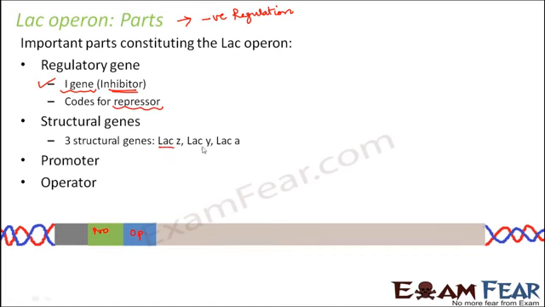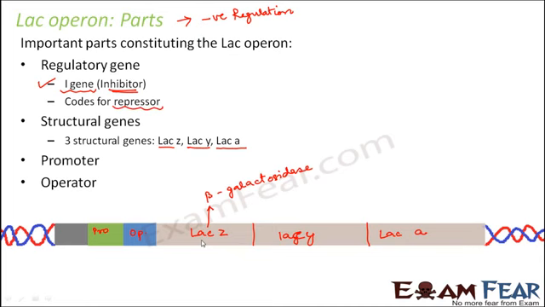Now there are three structural genes which are present, that is LAC-Z, LAC-Y and LAC-A. So this region is the structural genes, and here we have three genes, that is LAC-Z, LAC-Y and LAC-A. So these are the three genes. Now what is the purpose of each of these genes? Let us quickly see. So LAC-Z is that gene which codes for the beta galactosidase. Beta galactosidase is the enzyme. Now enzymes are nothing but proteins. So this is the enzyme which is being coded by this gene.